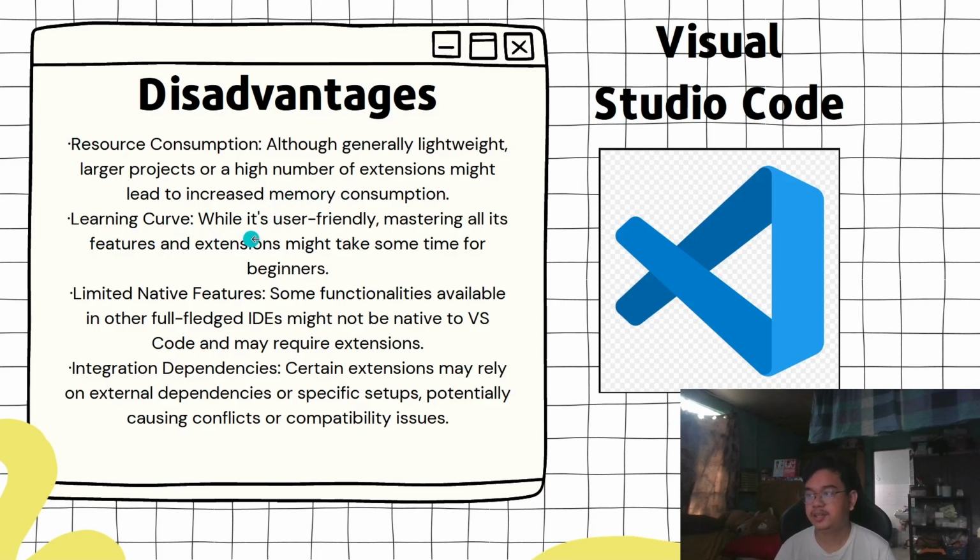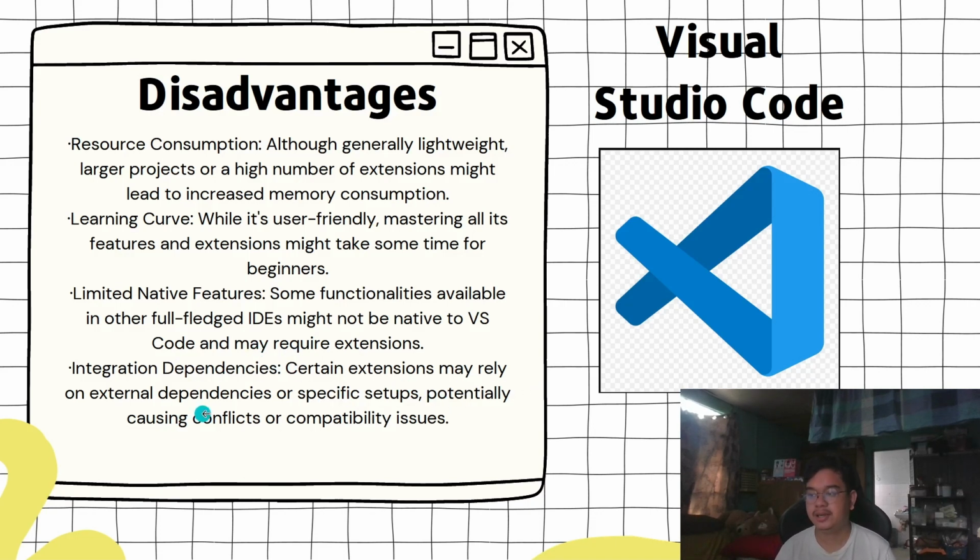Marginally. Learning curve, user-friendly, but it takes time for beginners because it's not a one-and-done type of coding platform such as a specific C or a Java programming IDE. It is an all-in-one text editor that requires extensions to create programs depending on the language you want to program in. The native features are not that good because full-fledged IDEs focus on one programming language, while VS Code requires extensions depending on what you need to do.